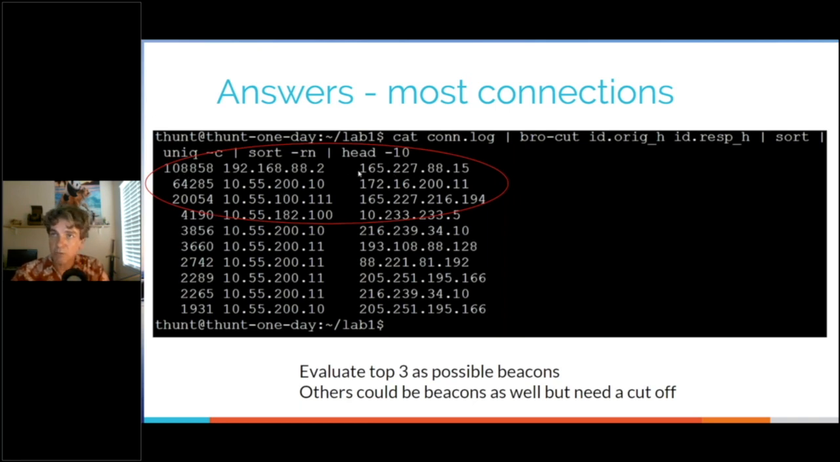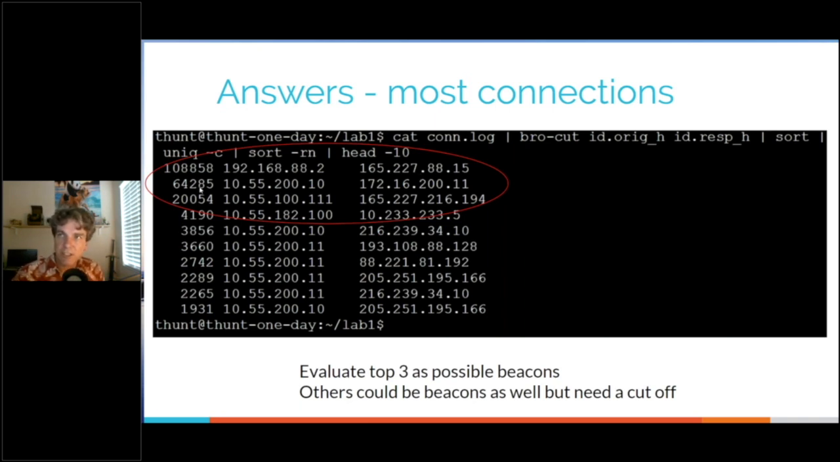So let's start with the top entry here. Is that a beacon? I don't know. I know that my internal system created 108,000 connections to this IP address out on the internet. That's a lot. And now I have to figure out, why did they do that? So I'm going to need to dig in a little bit deeper to figure this out.